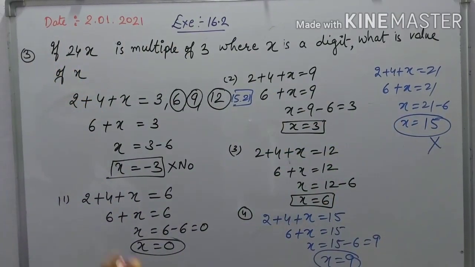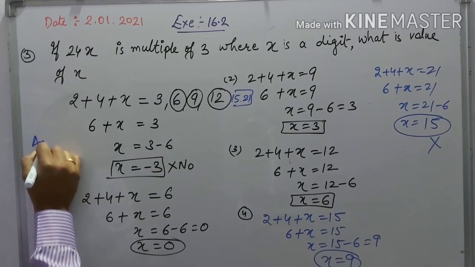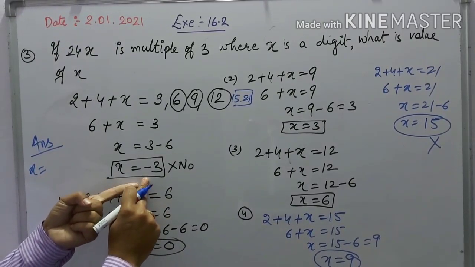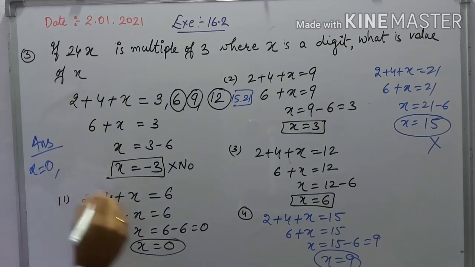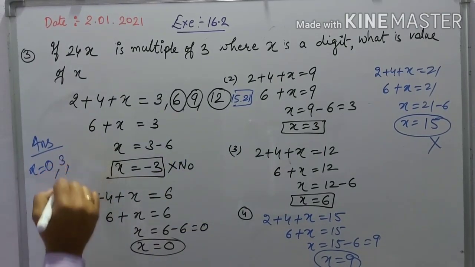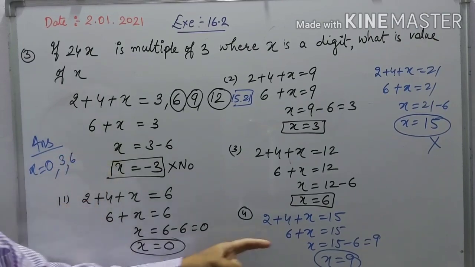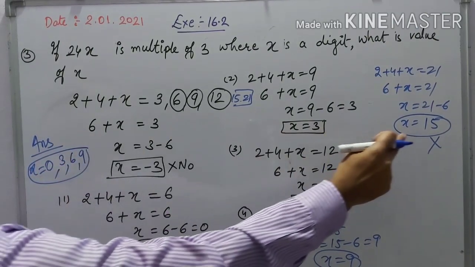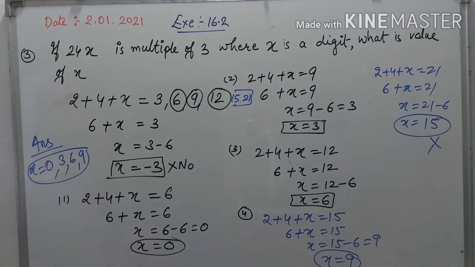So the right answer, the final answer, is that the x values are: minus 6 is cancelled, first value 0, second value 3, third value 6, and fourth value 9. Because 15 is a 2-digit number, this number is cancelled.